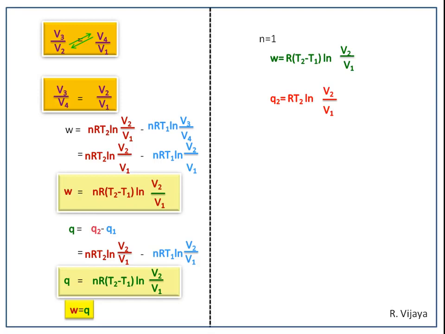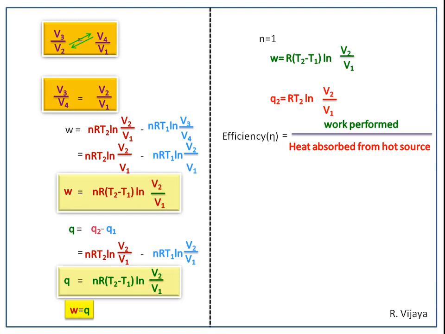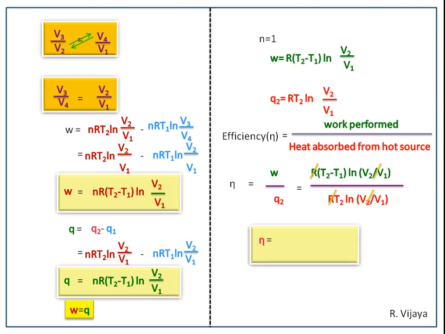Now we define the efficiency of a heat engine. It may be defined as the ratio of total work done by the system to the heat absorbed. Mathematically, it is represented as W by Q2 equal to R (T2 minus T1) ln V2 by V1 divided by RT2 ln V2 by V1. Now we cancel out the common terms. We get eta equal to W by Q2 equal to (T2 minus T1) divided by T2.